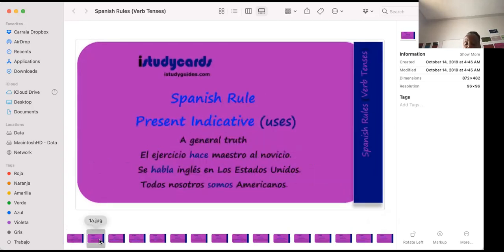Here's another, talking about general truth. Now watch, I'm going to try to pronounce this word correctly. I always stumble over this word. Not el, that's not a problem. The next word: el ejercicio hace maestro al novicio, right? And in Spanish it rhymes, and that basically means practice makes perfect. Okay, that's a general truth.